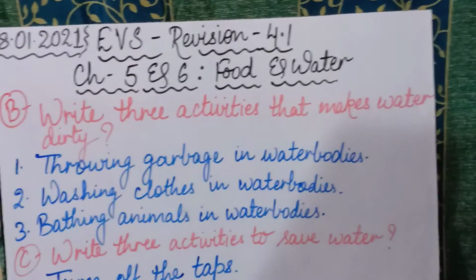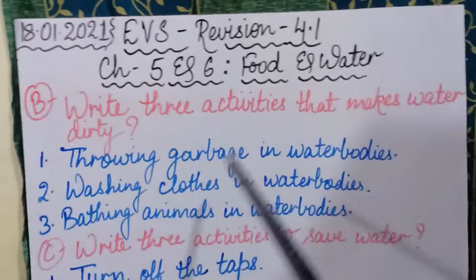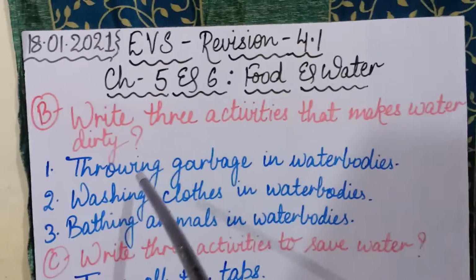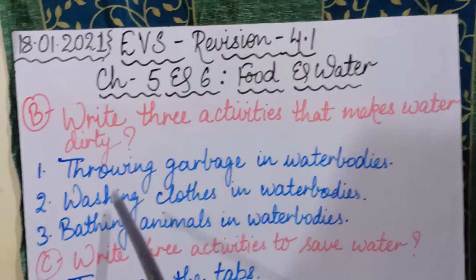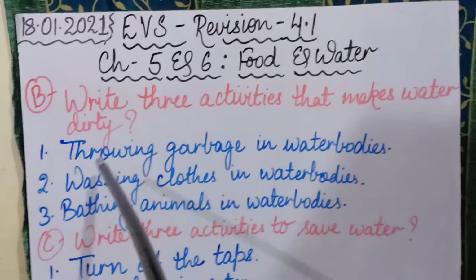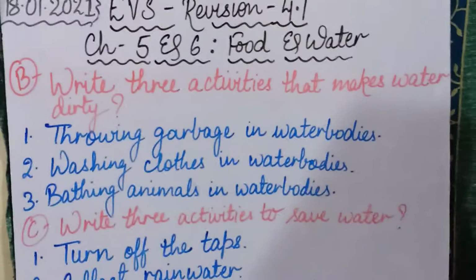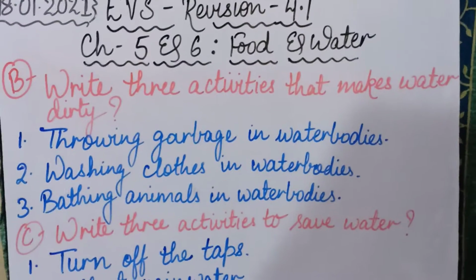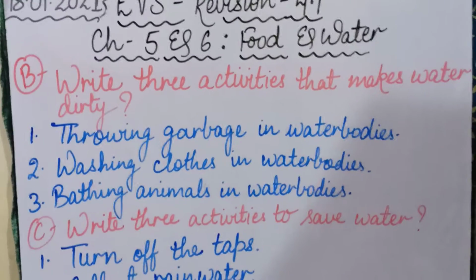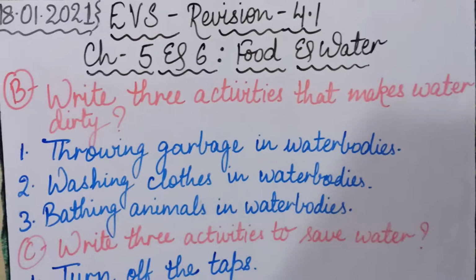जब आप कोई भी कूड़ा या कुछ भी आप वाटर बॉडीज़ में फेंकते हो, so that is the first reason why the water bodies get dirty: throwing garbage in water bodies. Then the second point is washing clothes in water bodies. Many of you have seen that some people wash their clothes beside the water bodies, which is also one human activity which makes the water dirty.